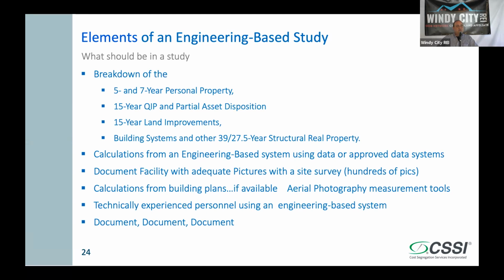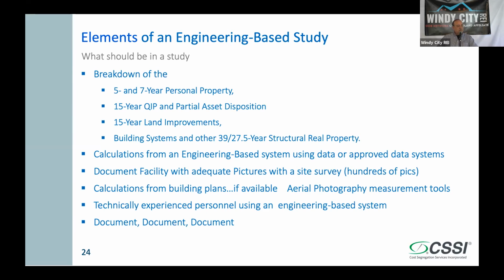Because one of the things that we do is we will guarantee, or I should say that we will defend that study in case the client ever does get audited. If there's no site visit, there's not hundreds of photographs, if there's not all that detail, what's there to defend? So if you're doing it, make sure that it's an engineer-based study, do a site visit, so you can sleep at night knowing that there's not going to be any negative consequences of doing it.